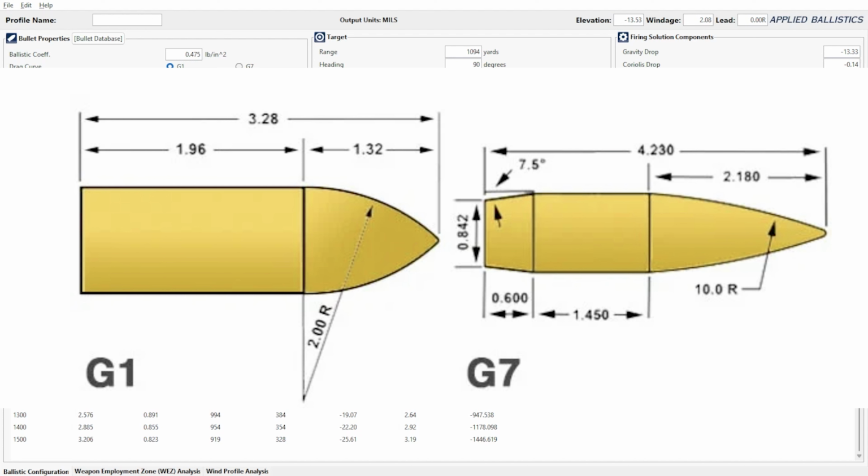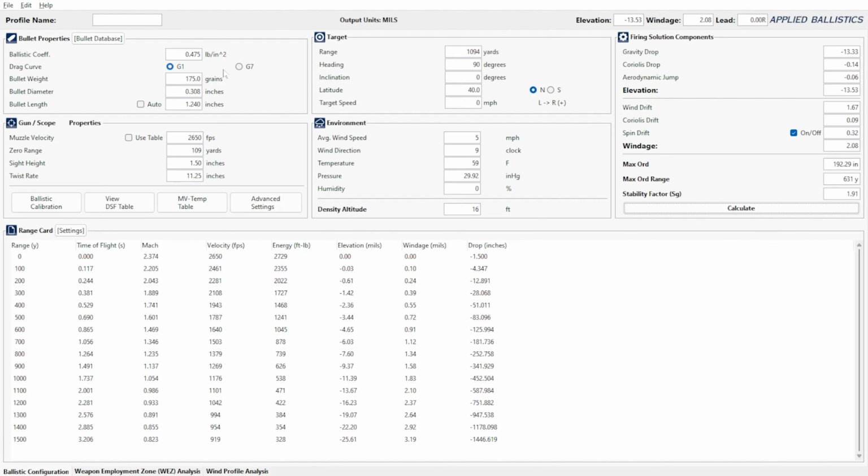And then the G7 is what's nearest to what we would call a hollow point boat tail or an open tip match bullet nowadays. So if you're using one of the G numbers, I would tend to use the G7 unless you're using a specific projectile that looks like a G1 shape. But most people are going to use the G7.